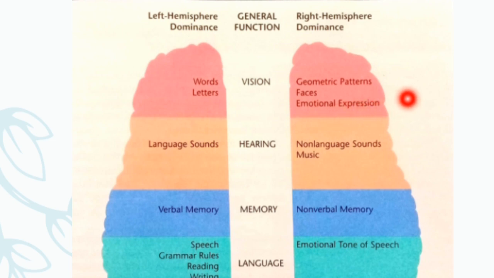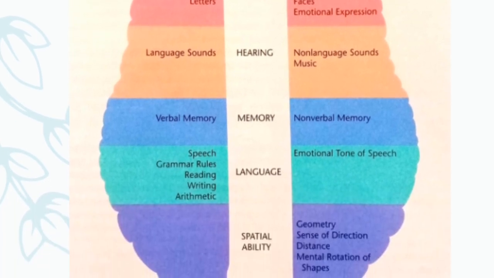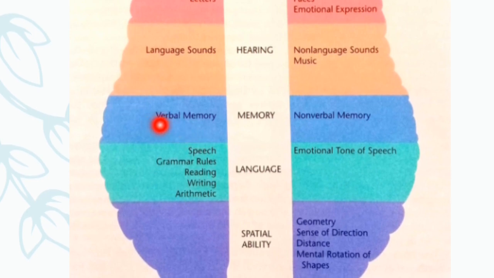emotional expressions. And if we talk about the hearing, if there is only the left hemisphere, a person would only be able to recognize the language sound. But the function of the right hemisphere is to pick up the non-language sounds, or music. If you talk about the memory, the left hemisphere only picks up the verbal memory, whereas the right hemisphere keeps the non-verbal memory.